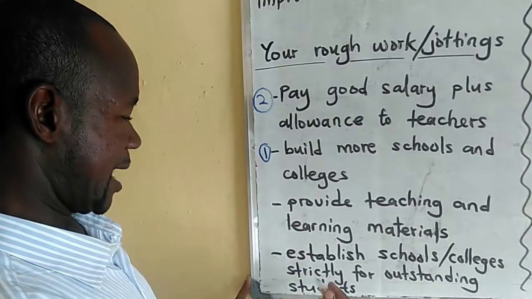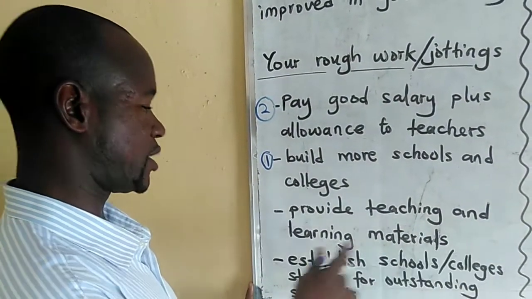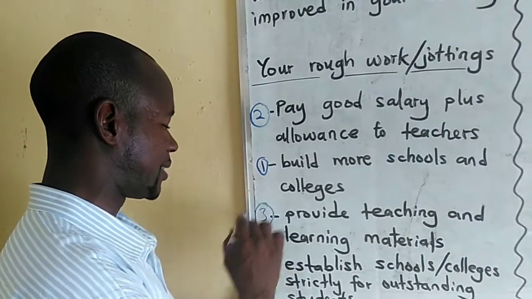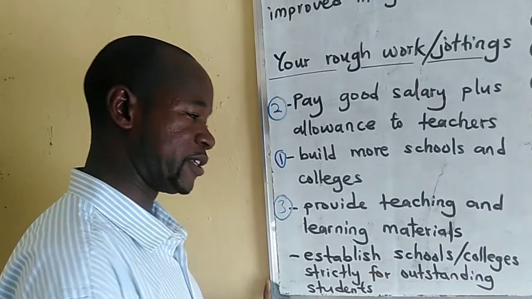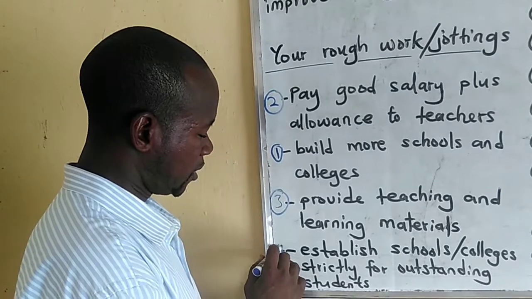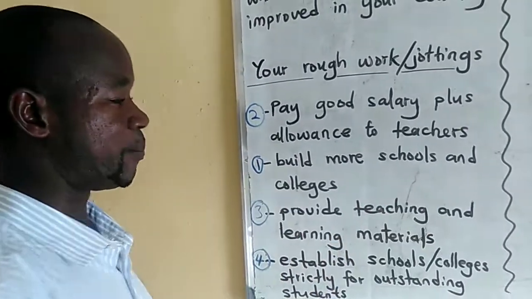Number 3, provide teaching and learning materials. I suggest should be number 3. And then the last one, establish schools, colleges, strictly for outstanding students. Well, these are the points.